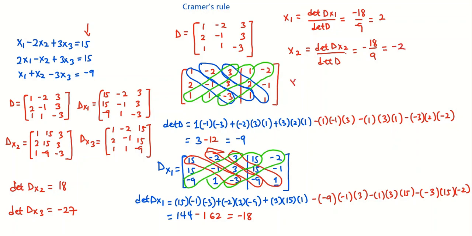Then we're going to have x3 to be equal to the determinant of dx3 over the determinant of d, right? Then we know that the determinant of dx3 was minus 27. So I'm going to have minus 27 divided by minus 9. The negatives will cancel out. So I'm going to have 27 divided by 9, and then that will give us a value of 3. That means that x3 is equal to 3. So this is how to use Cramer's rule to solve a system of linear equations, where the number of equations is the same as the number of variables.